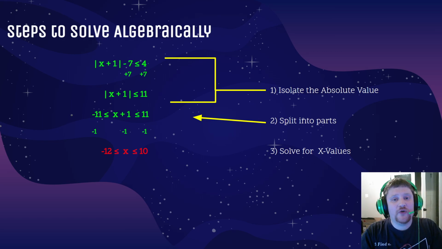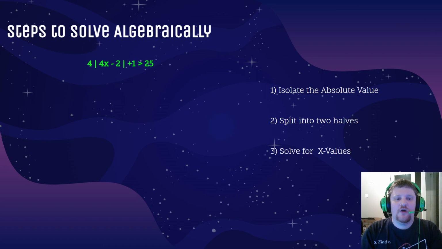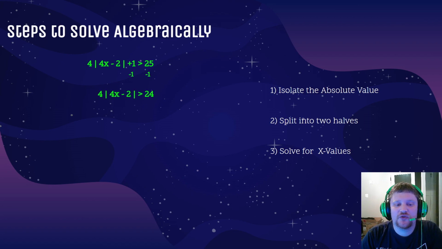However, they don't always work this way. If this symbol is pointing the other direction, like it is in this problem, we're going to have to do something a little differently. So let's go ahead and solve this one. You may recognize it from before. The only difference is I've traded the equal sign for a greater than sign. So just as before, we're going to subtract from both sides, giving us 24. So I have 4 times the absolute value of 4x minus 2 is greater than 24.